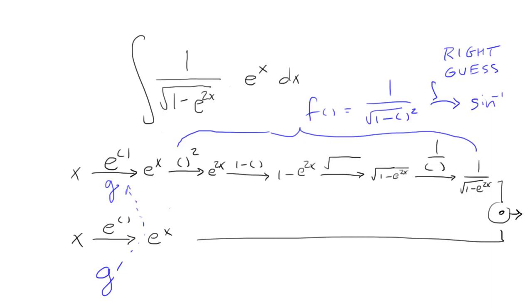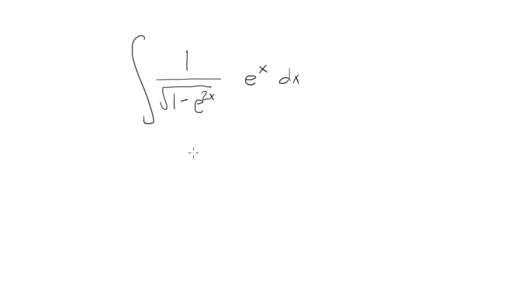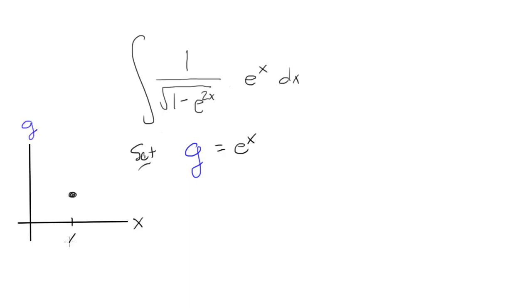Now that I have my guess set up, here's the method. Set g equal to e to the x, just like we guessed. But this gives me a functions calculus schematic. G is a function of x. X goes in, g comes out, e to the x is the function that takes it. And the derivative connects the differentials: dg equals e to the x dx. The derivative of e to the x is e to the x.